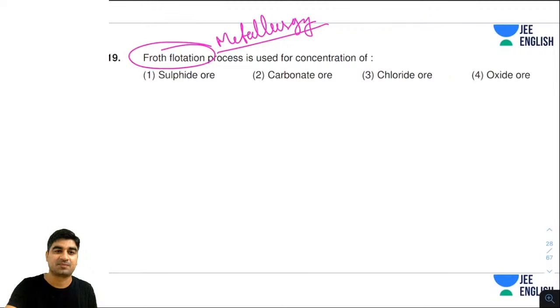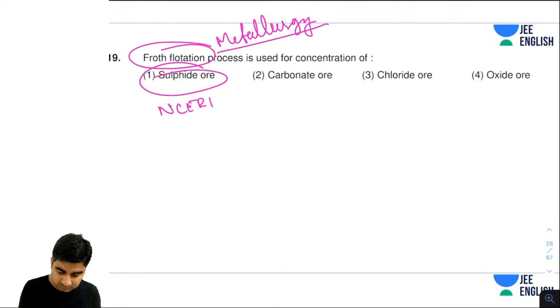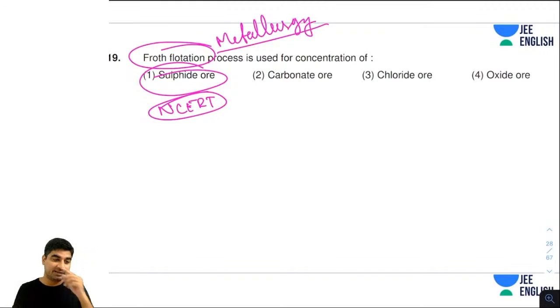Tell me, guys. So again, for sulfide ores this process is used. If you go through NCERT, yes, directly this problem is from NCERT. Directly. Yes, Vinay, you are right. Very good. You are right, Vinay.